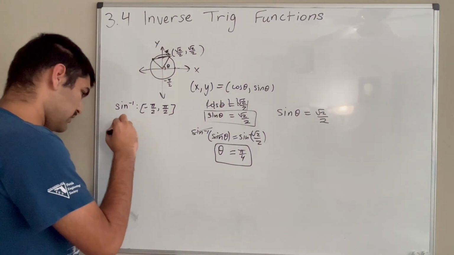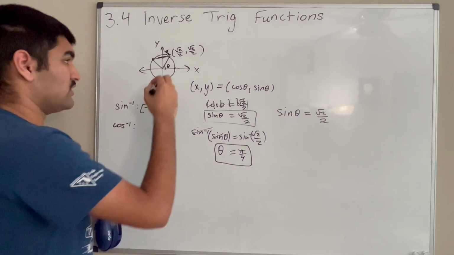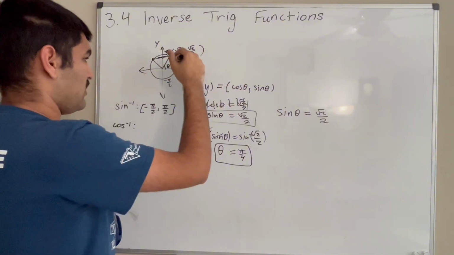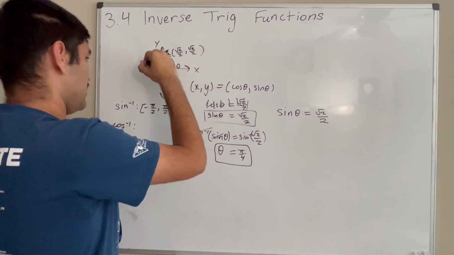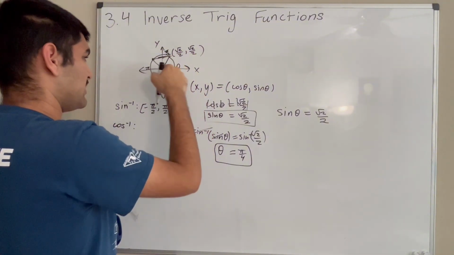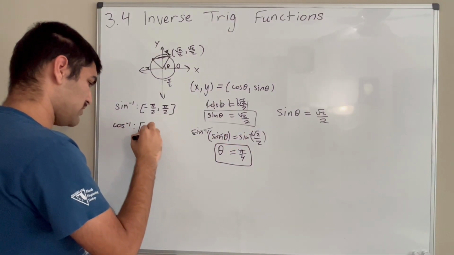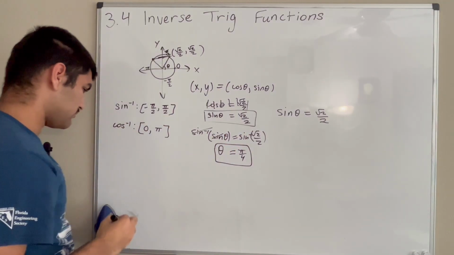Okay, so then for inverse cosine, it's a similar argument, except this time we want to map to every x value exactly once. So that's why we're going to go from 0 to pi, because that's hitting every x value once and only once. So that's why we restrict the range from 0 to pi for inverse cosine.